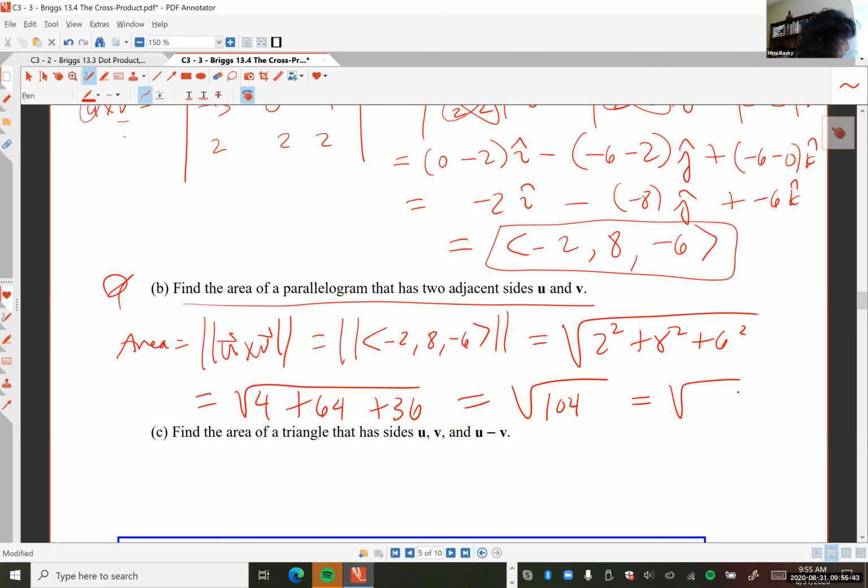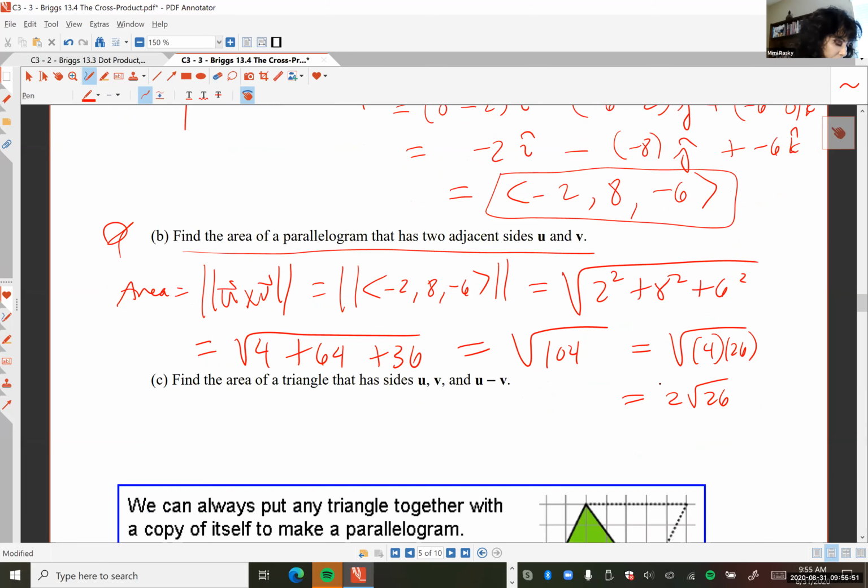104. And it turns out, believe it or not, folks, that 104 is 4 times 26. The reason that's important is I'll dock you a point unless you completely simplify your radicals. So there is the area, and I don't know what the units are, but it's some units squared. Who knows? They didn't give us.